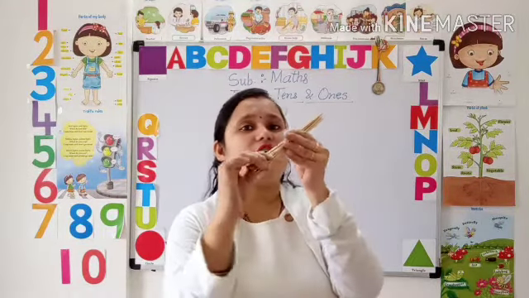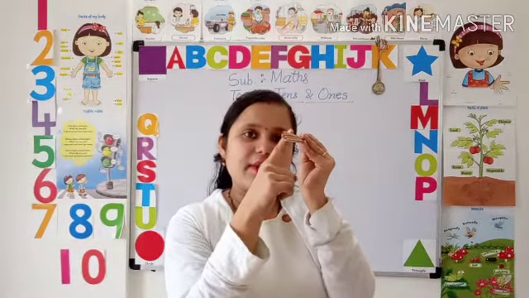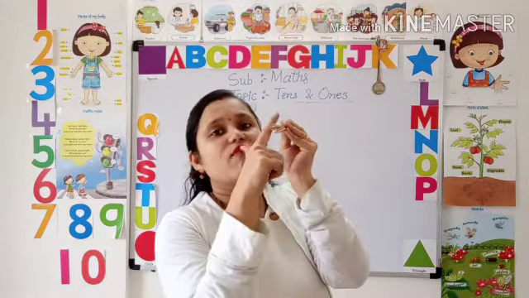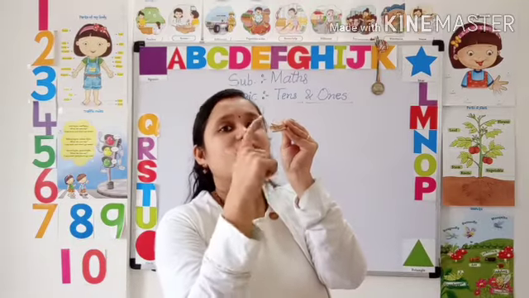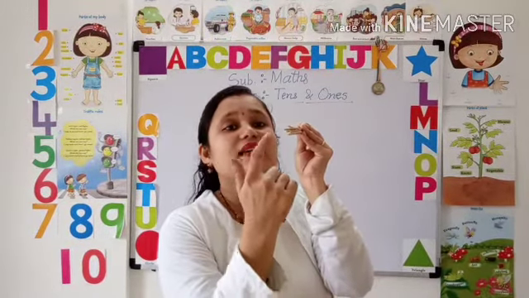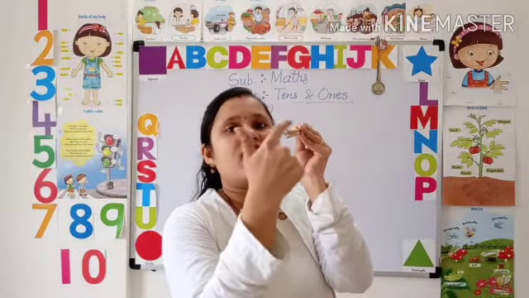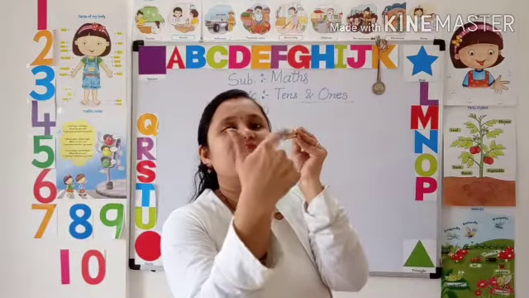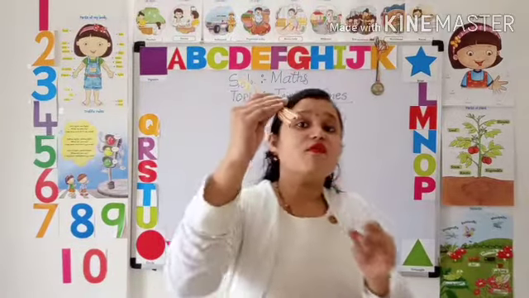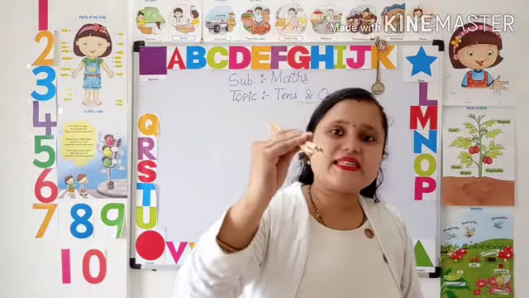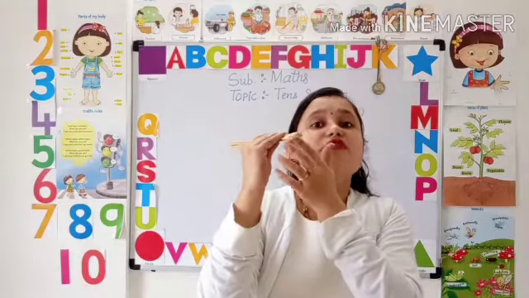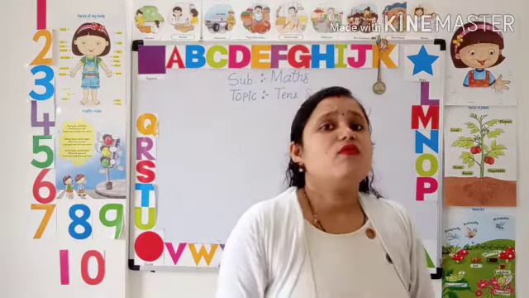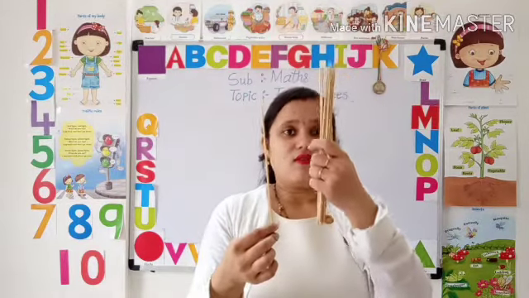1 tens. I have 1 bundle of 10 sticks. 1 tens. Say it again. 1 tens. 1 bundle of 10 sticks. It means 1 tens. Now I have 1 more stick.